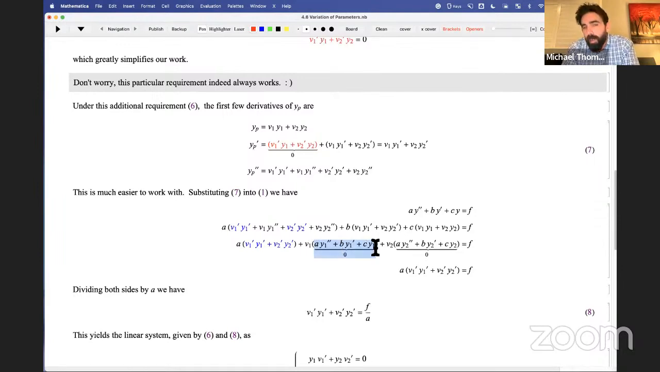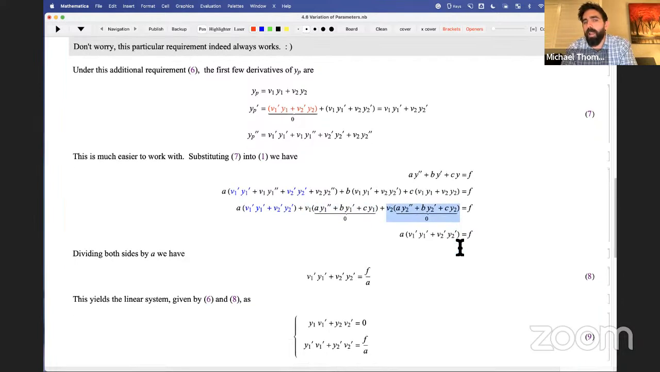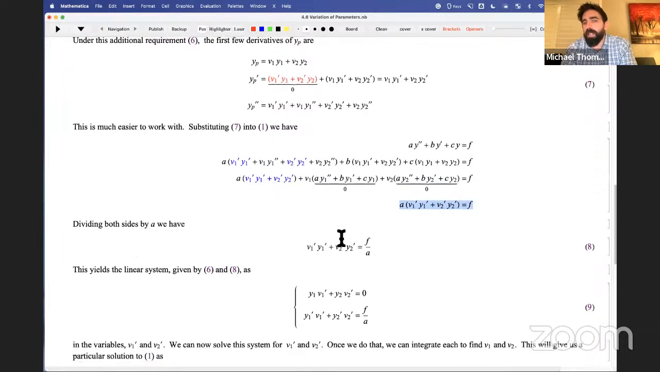And so what do we know? Well, we already know Y1 is a solution to the homogeneous. So if I take Y1 and plug it into the left side of the homogeneous equation, then it has to equal 0 because it is a solution. We know the same is true for Y2. So this whole term zeroes out, this whole term zeroes out, and what we're left with is this requirement right here. If we divide both sides by A, then we have this requirement.